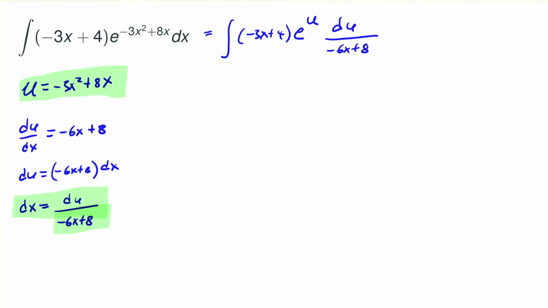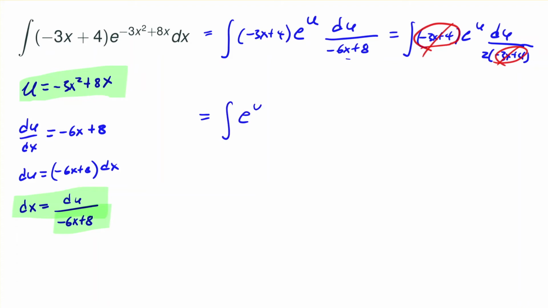So right now, it doesn't seem like things are canceling out, but we can do some algebra here. Negative 3x plus 4, e to the u, du over, we can factor 2 out here: 2 times negative 3x plus 4. And then we can see that negative 3x plus 4 here and here will cancel out. So what we have left is e to the u du over 2. And over 2 is the same thing as 1 over 2, so I can take it outside of the integral sign. Now we're ready to take the antiderivative.